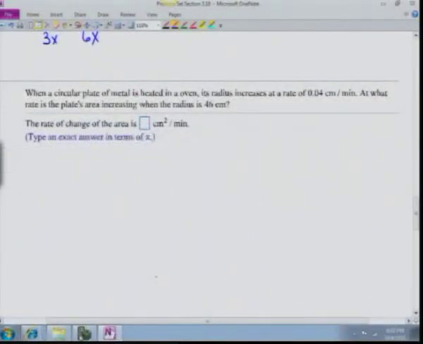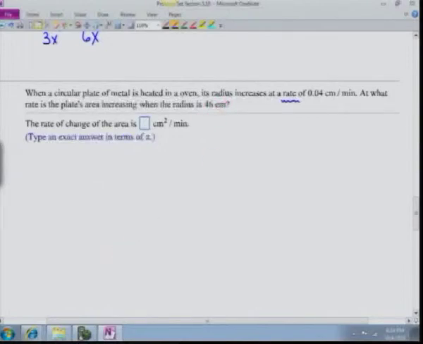Time for you to try one. When a circular plate of metal is heated in an oven, its radius increases at a rate of 0.04 centimeters per minute. Here's your clue. That's a rate. At what rate is the plate's area increasing when the radius is 46?